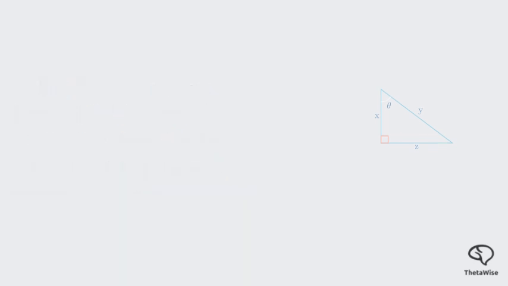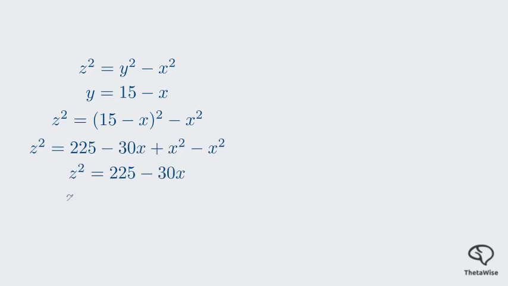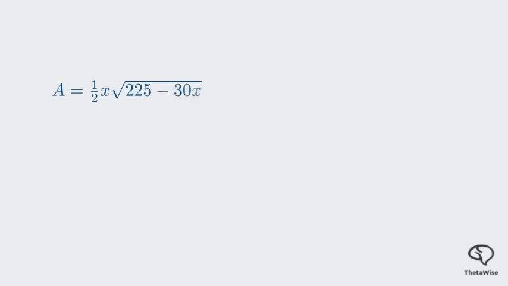First, from the hypotenuse constraint, we can express z squared as y squared minus x squared. Then, using our main constraint that x plus y equals 15, we solve for y, getting y equals 15 minus x. Substitute that back into our expression for z squared, expand and simplify, and we find that z squared equals 225 minus 30x. This means z is the square root of 225 minus 30x. Finally, we substitute this expression for z into our area formula. This gives us A equals 1/2 x times the square root of 225 minus 30x.